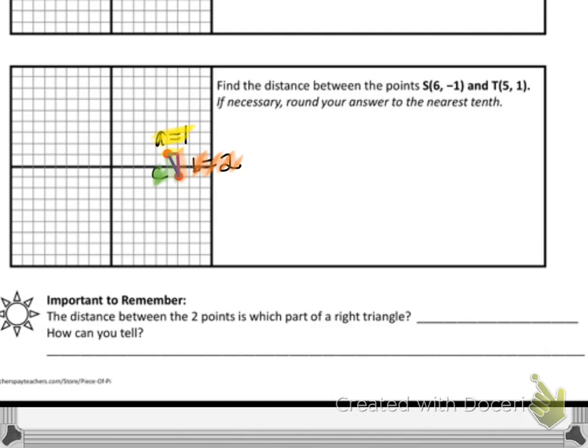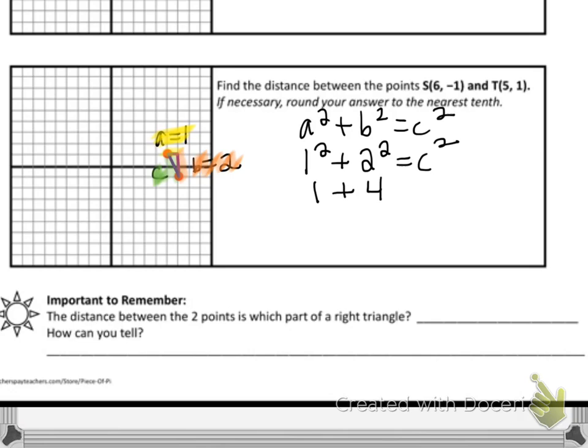All right, let's actually work out the problem now. A squared plus B squared equals C squared. All right, A is 1, so 1 squared plus B is 2, 2 squared. We don't know C squared. 1 squared is 1 plus 2 squared is 4 equals C squared. 5 equals C squared, taking the square root of 5. I get 2.2. C is approximately 2.2. So I'm also going to highlight that one green.